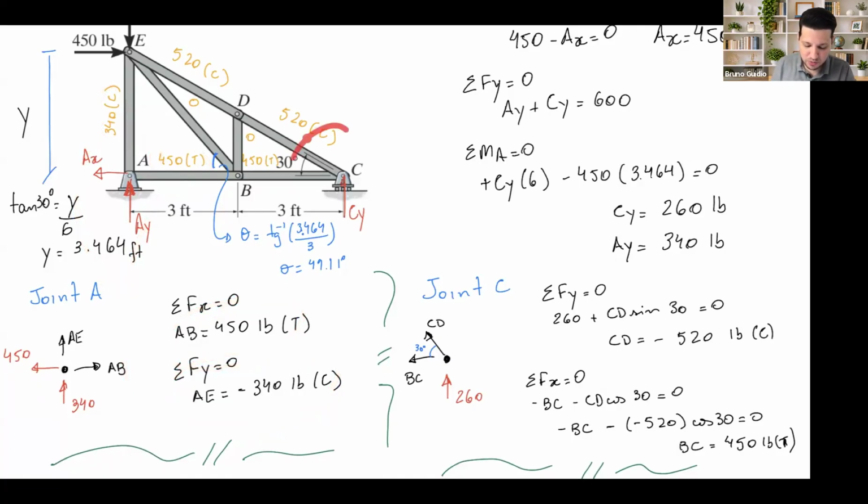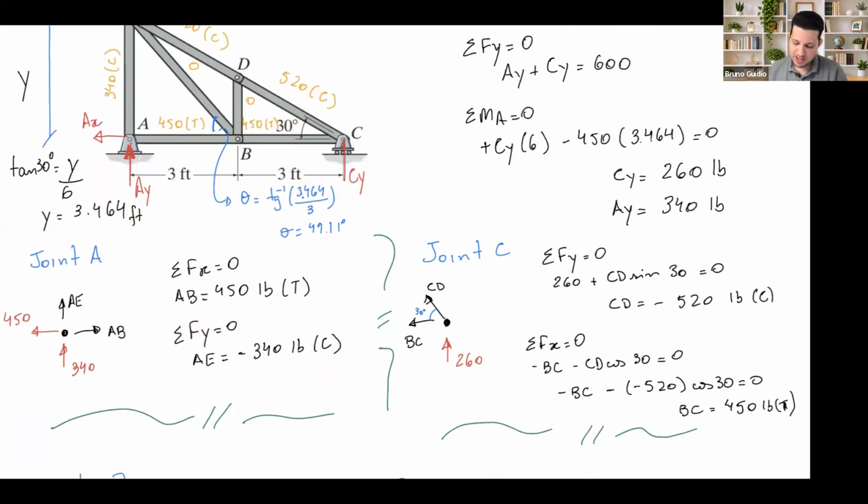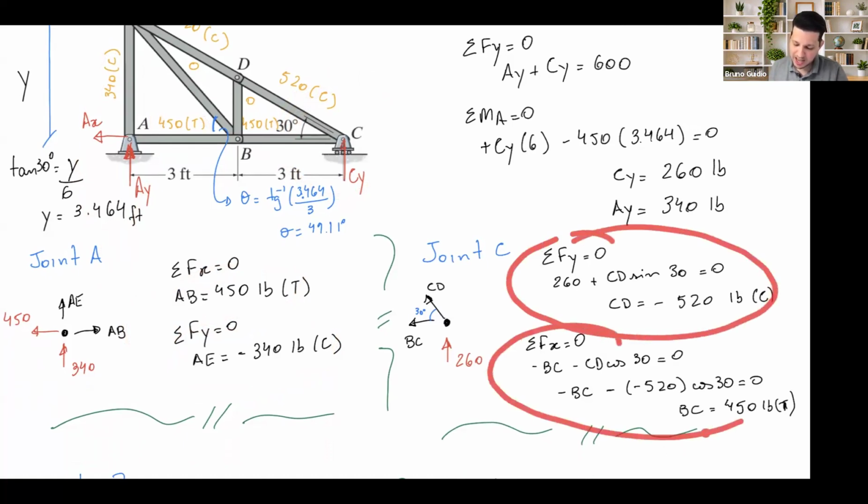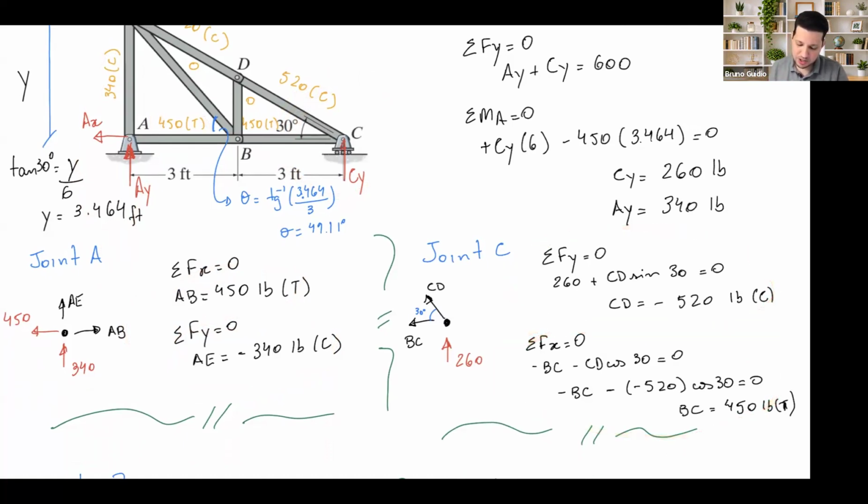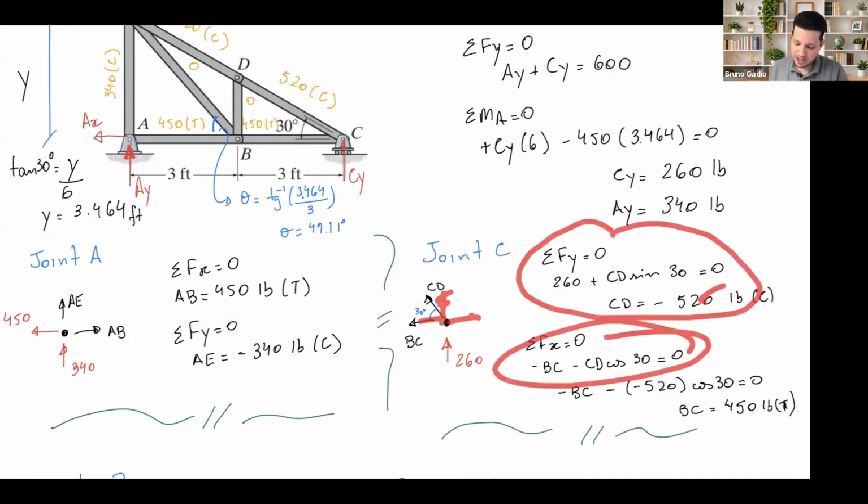Then I went to joint C because I had 2 unknowns. In joints, 2 unknowns is the most, up to 2 unknowns. So I did the sum of the forces in Y, and the sum of the forces in X. I flipped it here because if I did the X first, I couldn't find it. So I flipped my solution, got a negative, got a positive, and wrote it down.